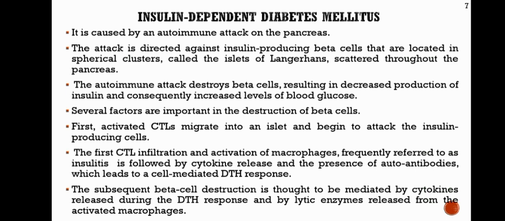Several factors are important in the destruction of beta cells. First, activated CTLs migrate into an islet and begin to attack the insulin producing cells. The CTL infiltration and activation of macrophages, frequently referred to as insulitis, is followed by cytokine release and the presence of autoantibodies, which leads to a cell mediated DTH response. The subsequent beta cell destruction is thought to be mediated by cytokines released during the DTH response and by lytic enzymes released from the activated macrophages.